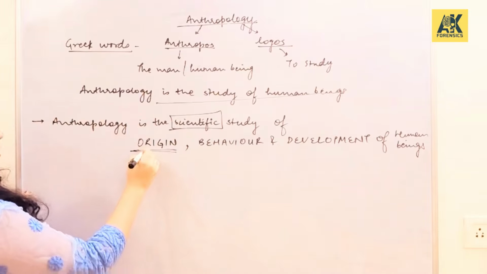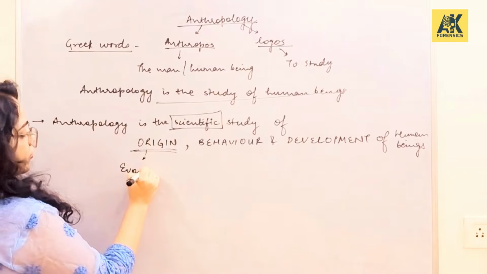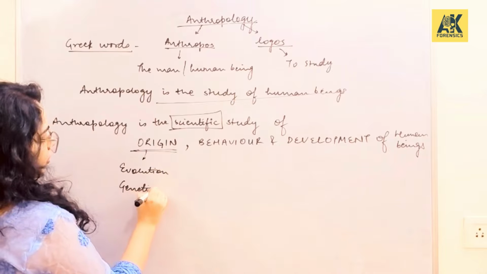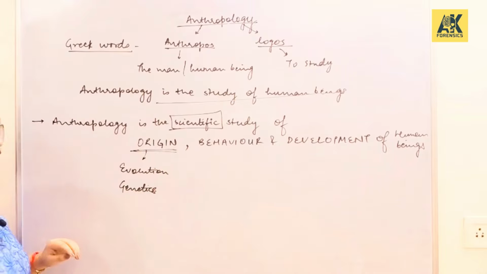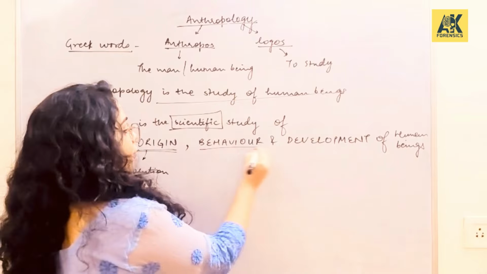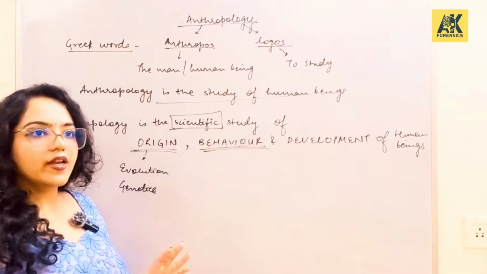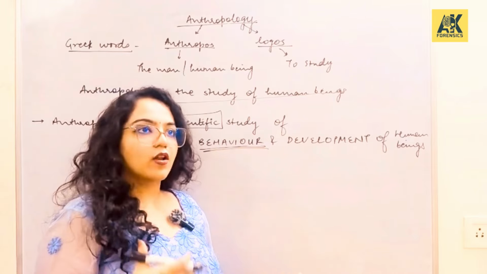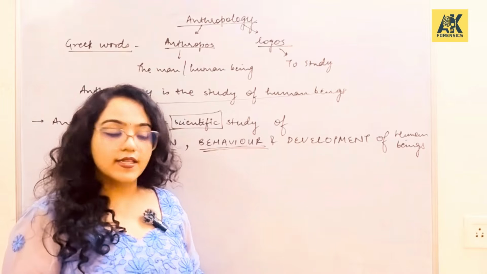So origin would include our evolution, it will talk about our genetics and the related fields. When we talk about behavior, behavior encompasses a lot of different things, a lot of different abilities.